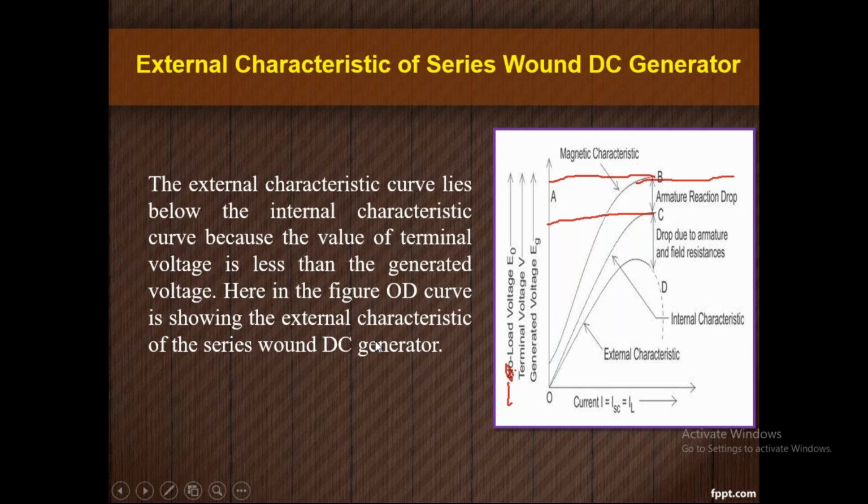Right. So this is about the external characteristics of the series wound generator, and additionally due to the field resistance drop, again the curve is reduced to D.